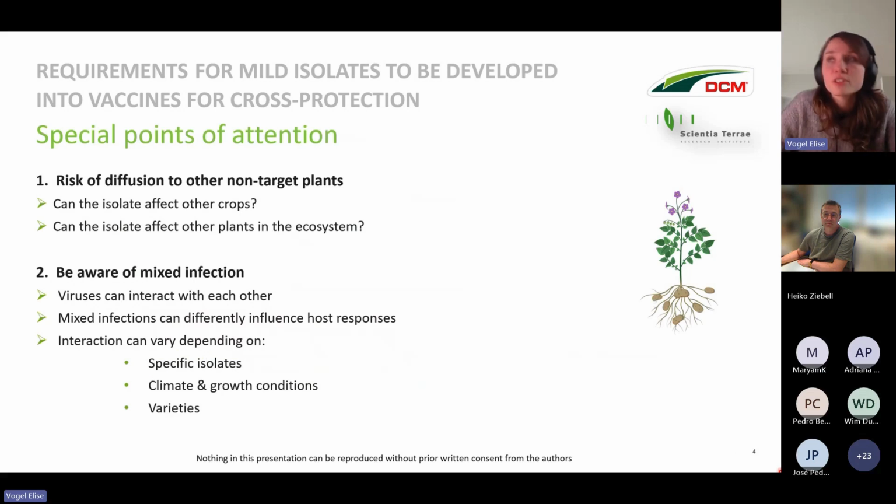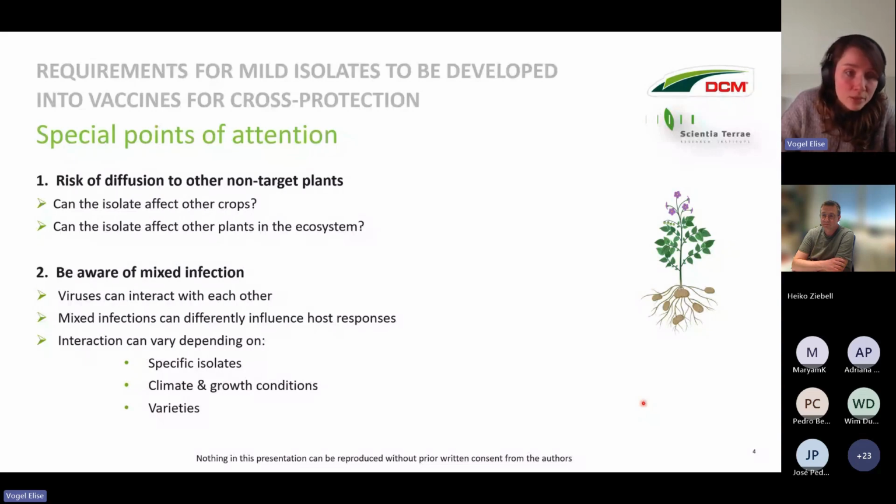Some special points of attention there. You need to evaluate the risk of diffusion to other non-target plants. So in the case of tomato, there are crops that are very closely related, such as, you can see this very nice picture of a potato plant on the right-hand side. So they are closely related, tomato and potato. If you are applying a strategy in tomato, you need to know, does my strategy also affect other crops? And if it affects other crops, is it damaging to other crops?